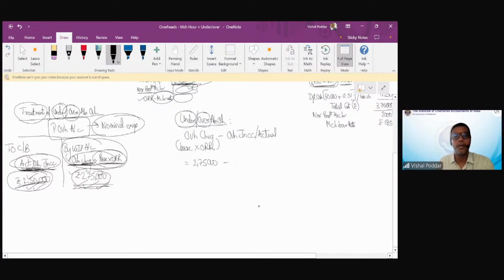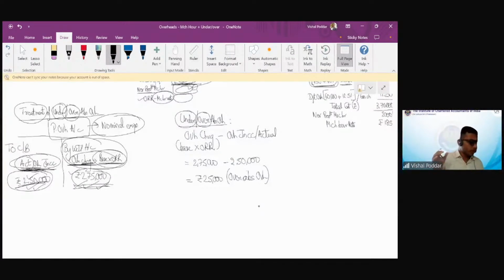If I take the figures which I've put over here, it is 2,75,000 minus 2,50,000. So it is rupees 25,000 where my overheads charged is more than overheads incurred. In the bracket, I will call it as over absorbed overheads. Had it been the other way around, this figure would have come negative. I would have called it as under absorbed overheads. So this is the first thing that you do in the sum of under or over absorption. First, you find out the figure of how much is under or over absorption.